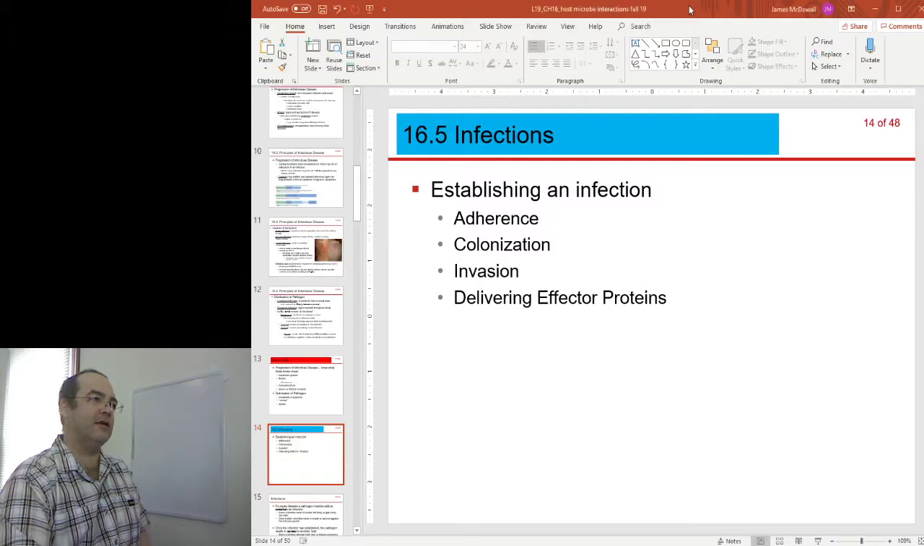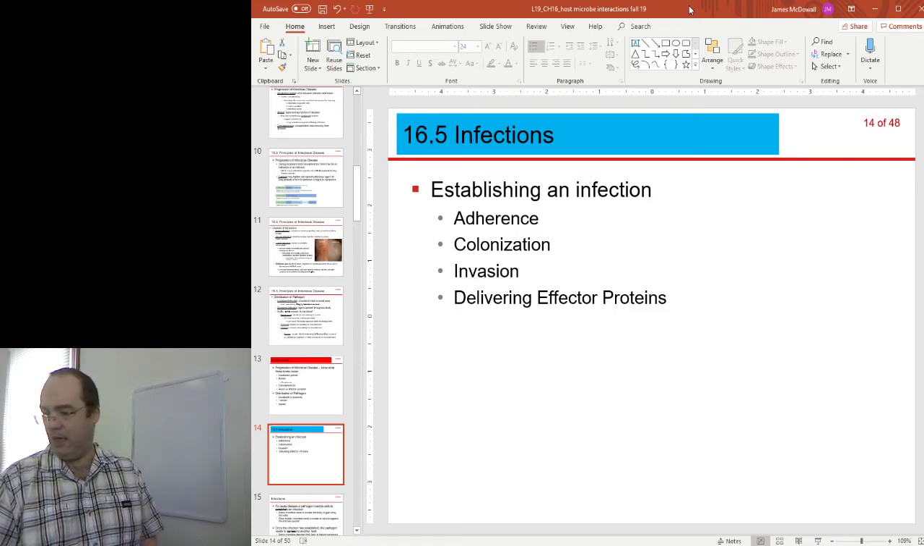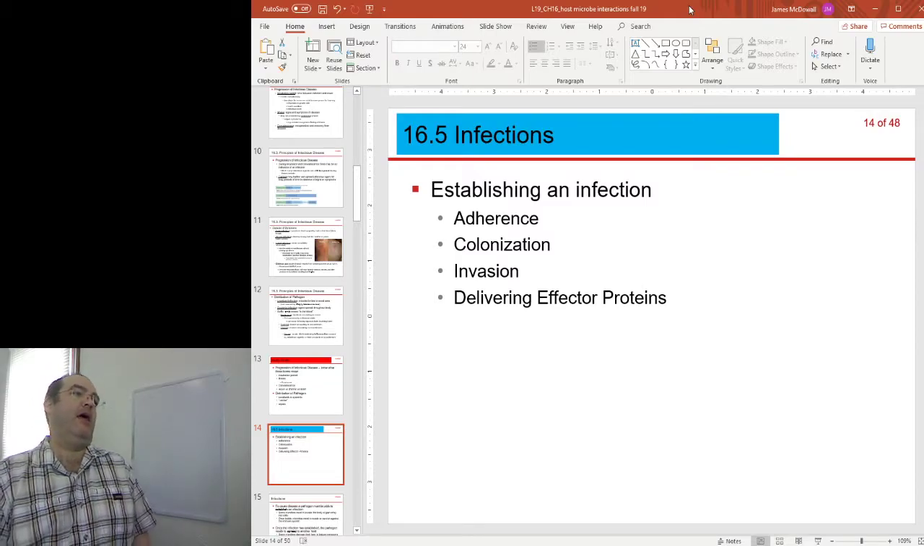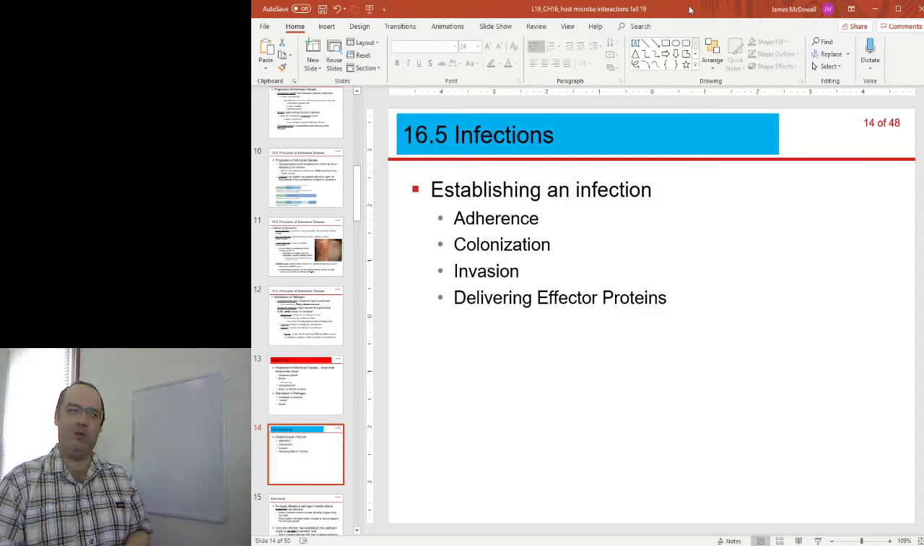Okay, so this is part 3. We're going to jump ahead a little bit in the book to page 422, establishing infections. And a lot of this is going to be familiar from what we looked at in terms of viruses.